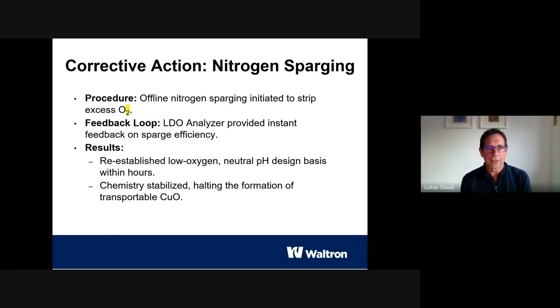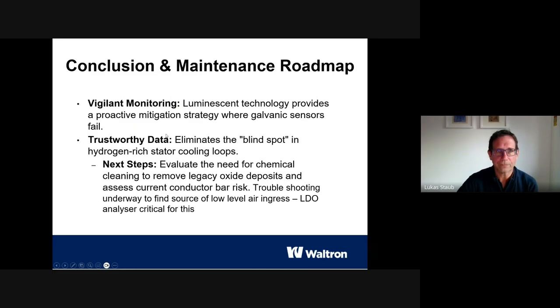So as a result, we were able to re-establish low oxygen, neutral pH as per the initial design within hours. Chemistry was stabilized, halting the formation of transportable copper oxides, corrosion products, so to speak. So in essence, a constant luminescent technology provides proactive mitigations and also a strategy where the galvanic sensors failed due to the hydrogen interference they are prone to.